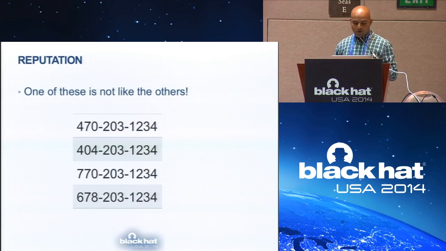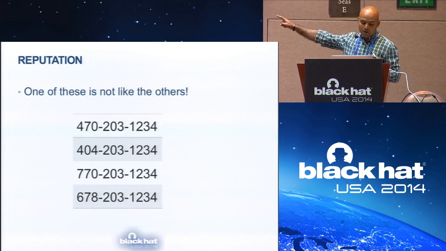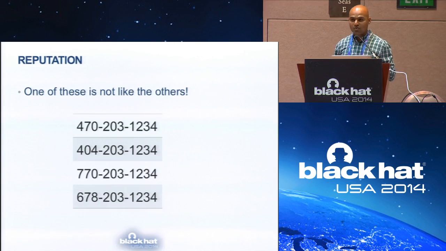First, reputation. One of these numbers is not like the others. And when you look at them, you probably cannot tell. They all look like valid phone numbers. But in fact, the second number, 404-203-1234, is actually invalid. Why? Because 404-203, that number block, has not been allocated to any carrier by the FTC.